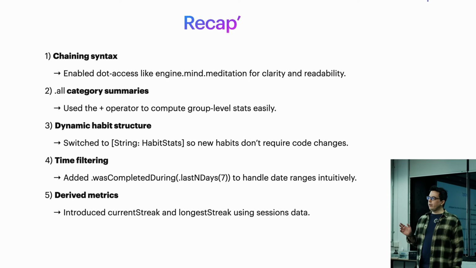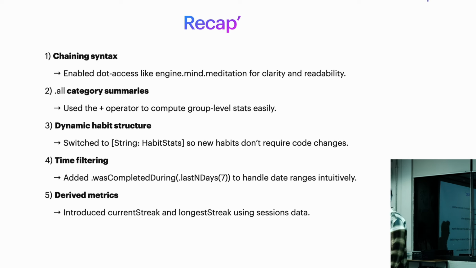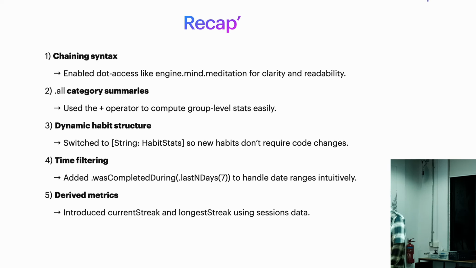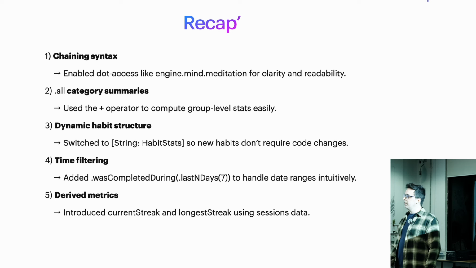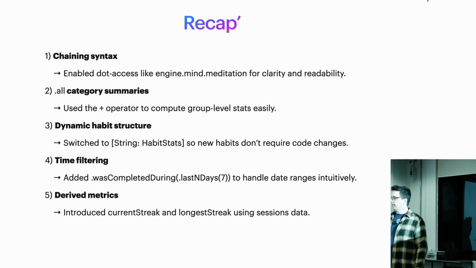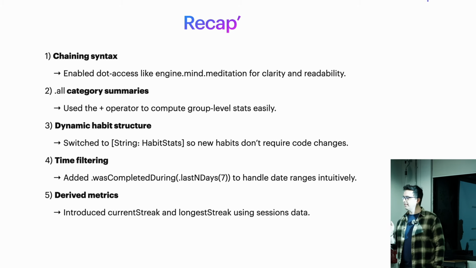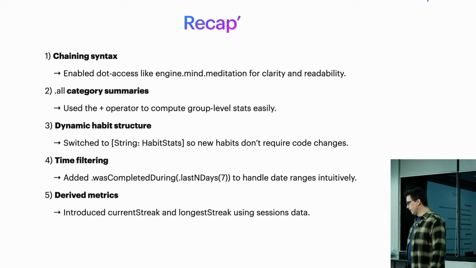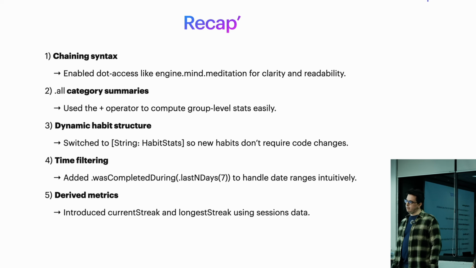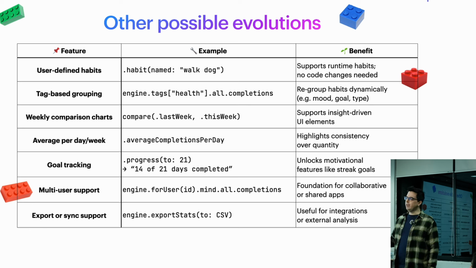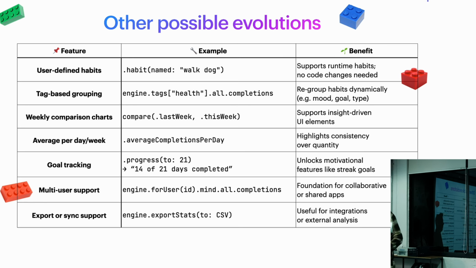So here's a recap of all the Lego pieces that we assembled so far. We did the chaining syntax with the dot notation. We added the .all for the category summaries, and we changed the structure to be dynamic. We added time filtering, and we added streaks as an example of derived metrics. But we could have done much more. Here are some examples of what we could have done.